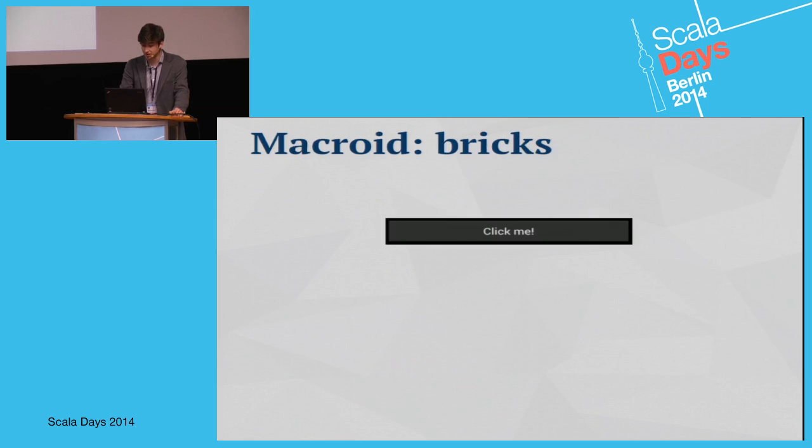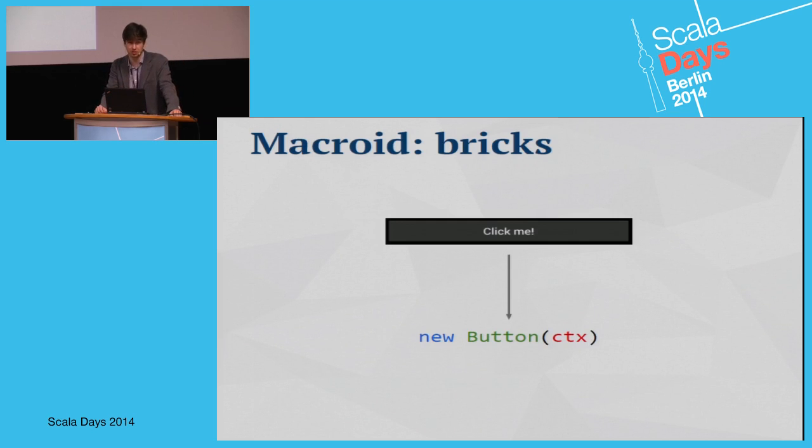So let's step back a bit and see if we can use code to define our layouts. What if we want to just create a button, for example? So we can just use the Java API, which looks like this. Well, it's not really nice because we have a lot of noise. So we have this new keyword, we have the context that we have to pass. And what Macroid gives you is what I call a brick. So it's a thing that looks slightly better. It takes less space. It's very concise. And it uses a macro to expand to just this.